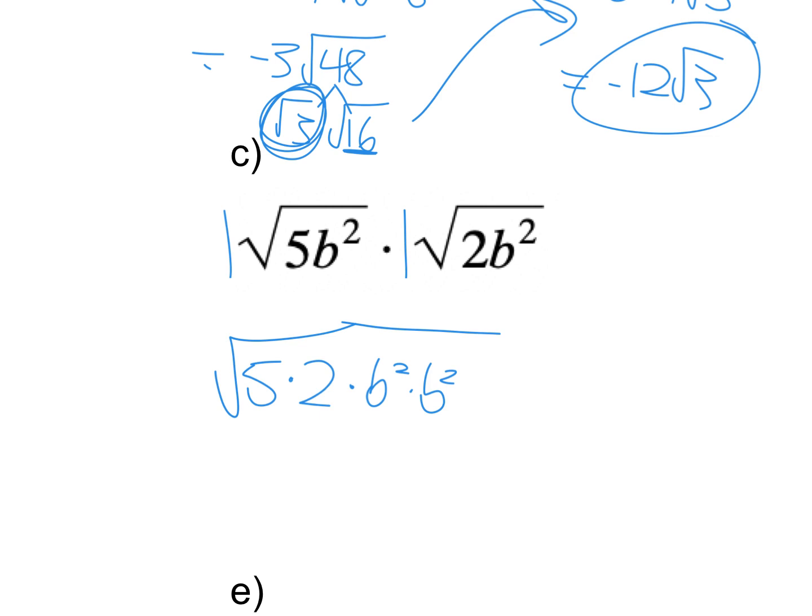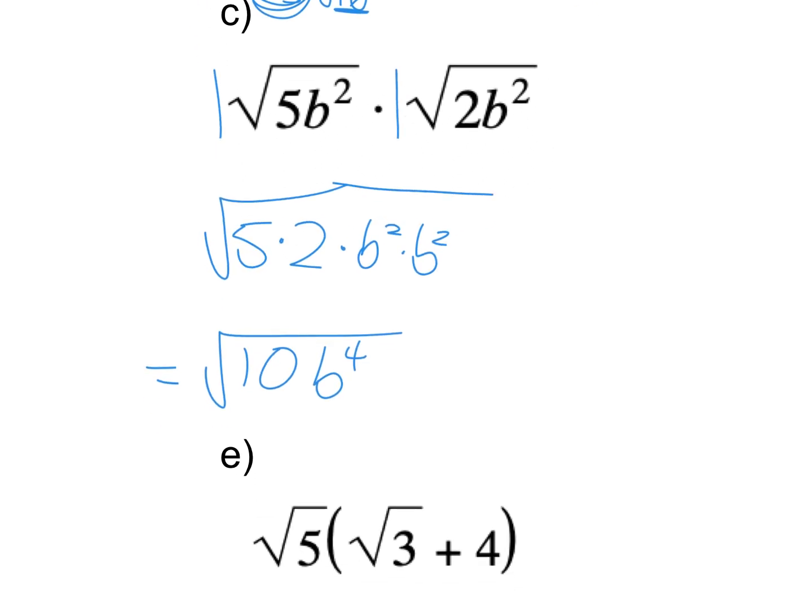And so you can think about this problem without the square roots if you want to. What's 5b squared times 2b squared? You multiply the coefficients, and then you multiply the variables by adding their exponents together, since they're the same base of variable. But we just have to do this all underneath of a square root. So simplifying this, 5 times 2 gets us 10. B squared times b squared gets us b to the 4th.